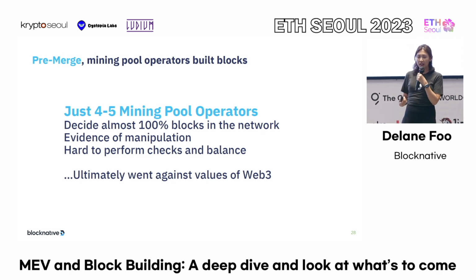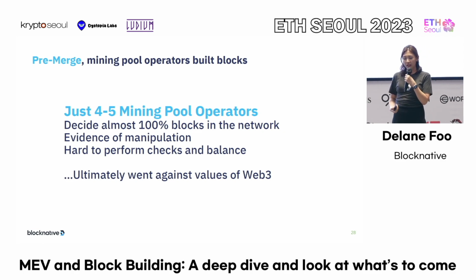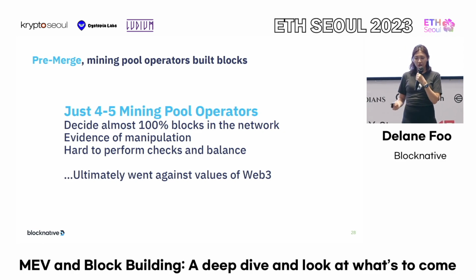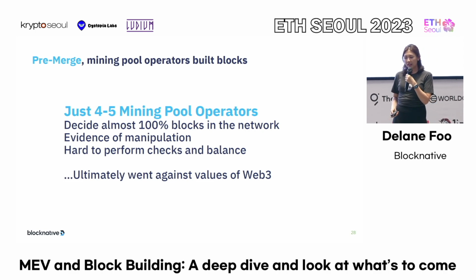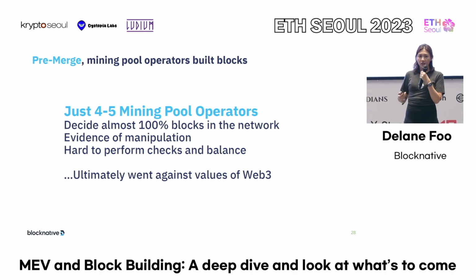And this created centralizing effects where they decided the block template of the blocks and the blocks that actually land on chain. And an extension of that problem was that there was evidence of manipulation at this level, where there were offshore agreements and preferential treatment. And these entities, often they were offshore, so it was hard to perform checks and balances on them. And this ultimately went against the values of Web3.